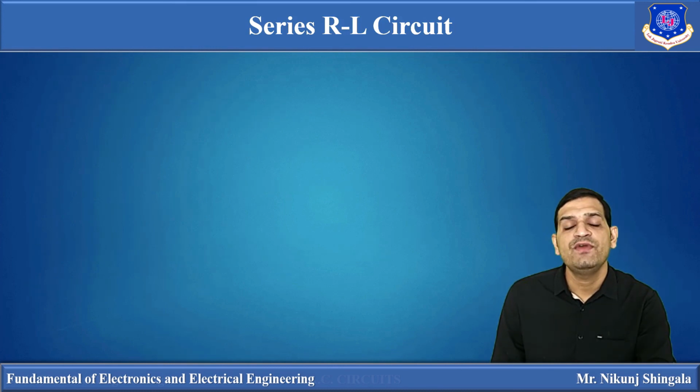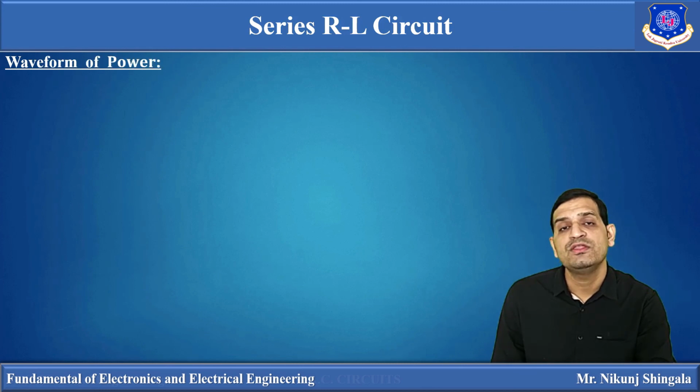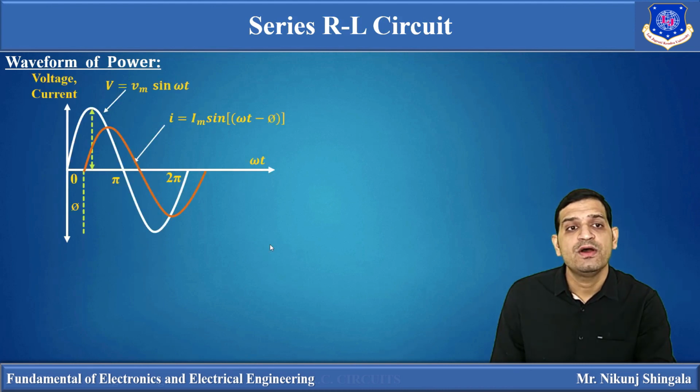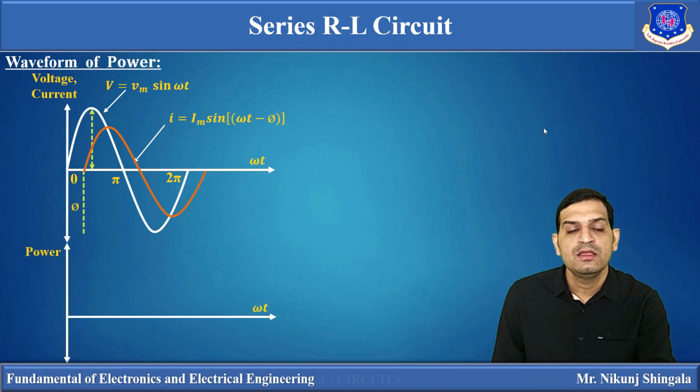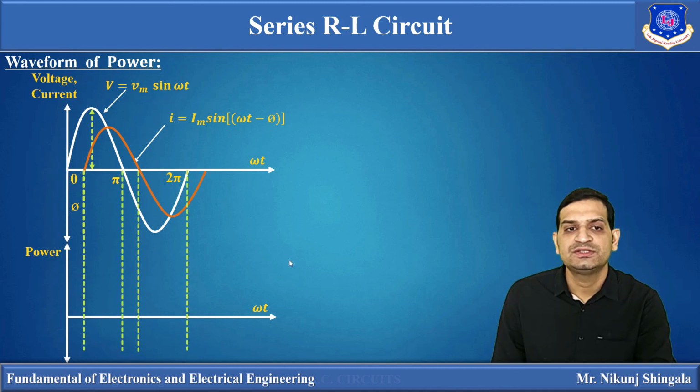Now we draw the waveform of power using the waveforms of voltage and current. First we draw the waveform of voltage and current, V is equal to Vm sin omega t. This is the waveform of voltage, and this is the waveform of current, which is lagging behind the voltage by some angle phi. Now we draw the waveform of power from the waveforms of voltage and current. Here we are taking small instants.